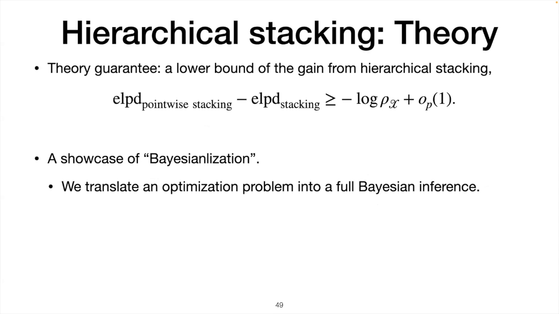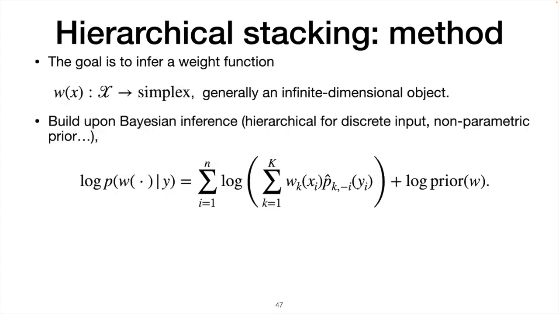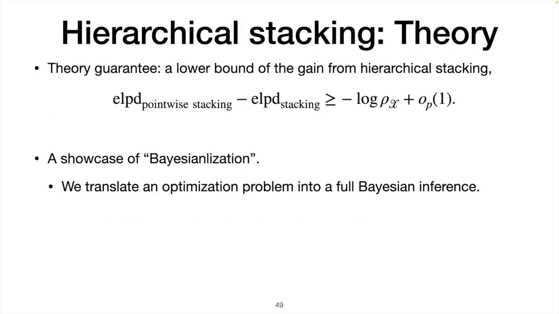And this hierarchical stacking itself is also a showcase of why Bayesian inference can often make prediction or otherwise black box machine learning algorithms more robust. Because here the goal is to make inference on a function, and if I don't have Bayesian inference, it's often a very noisy estimation. But if I equip a better prior, such as a Gaussian process prior, then the estimation is more stable.